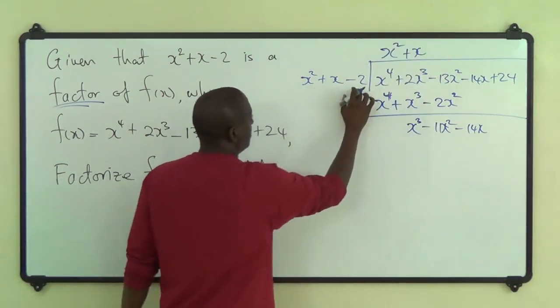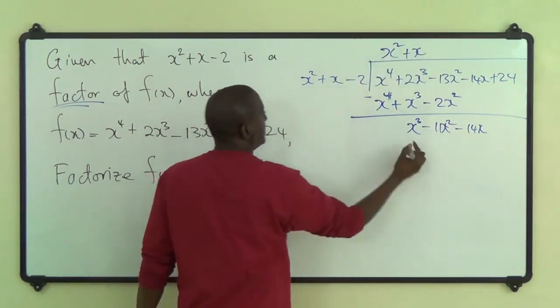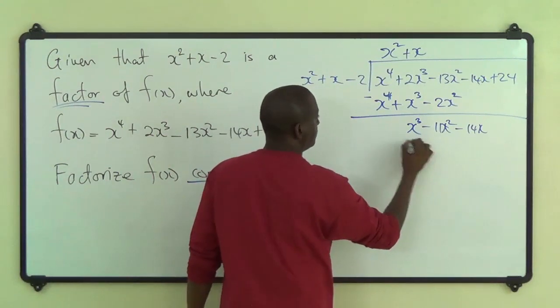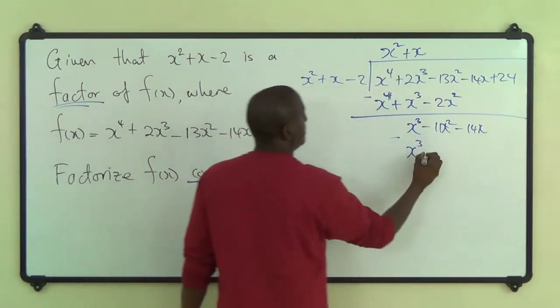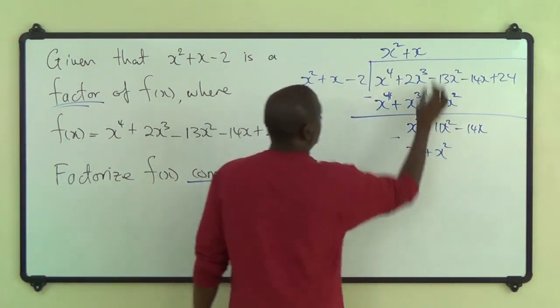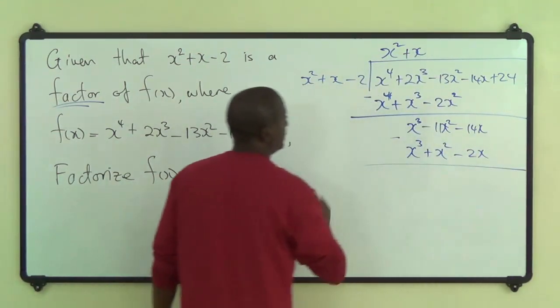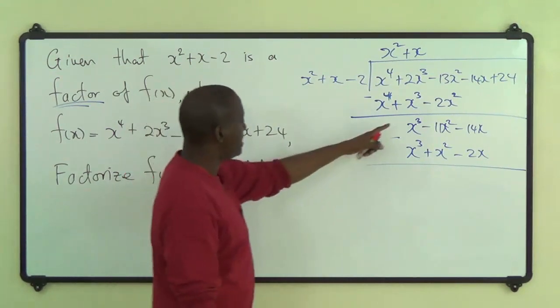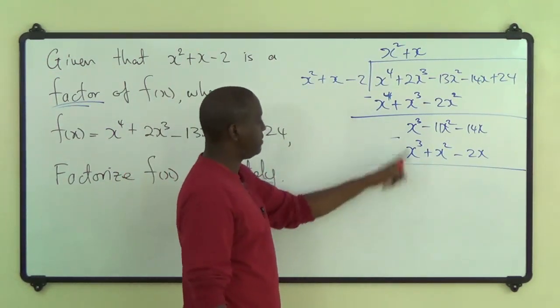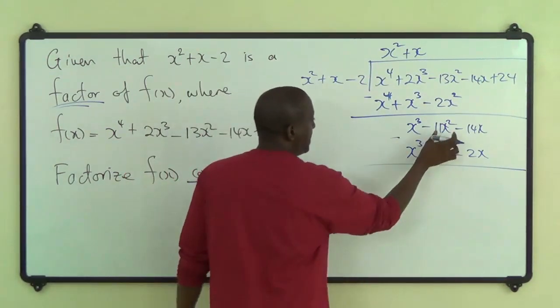x multiplied by all of this. x by x squared is x cubed. x by x is plus x squared. And x by minus 2 is minus 2x. Good? So we're minusing again. x cubed minus x cubed is 0. We leave that out. Minus 11x squared.